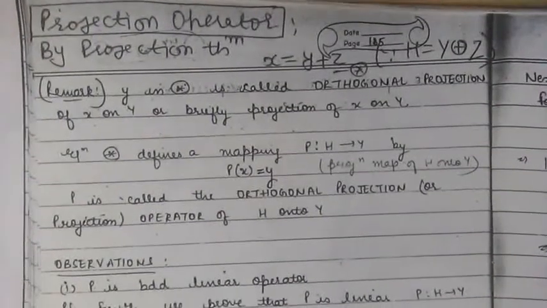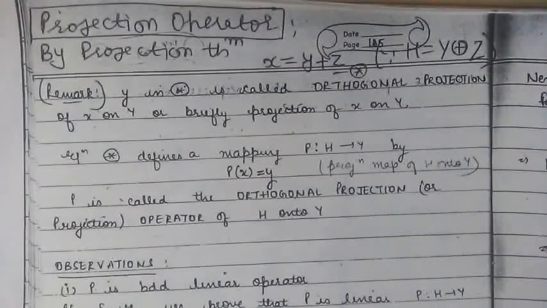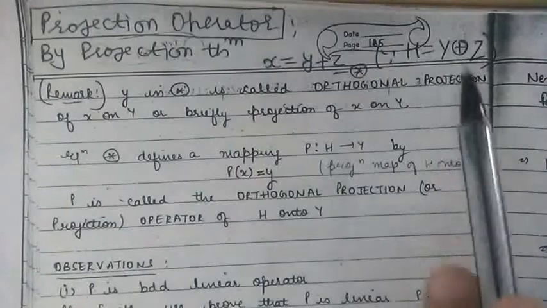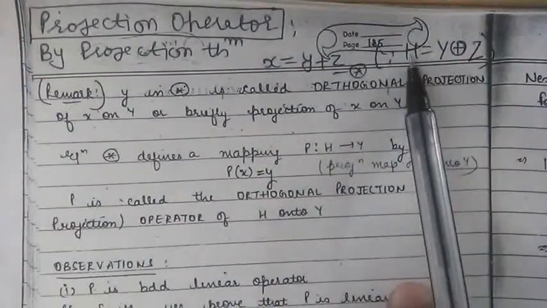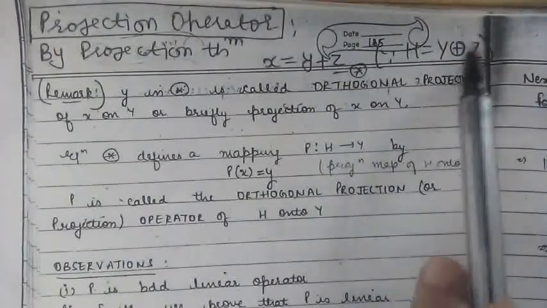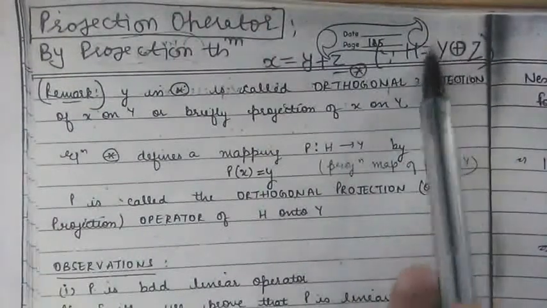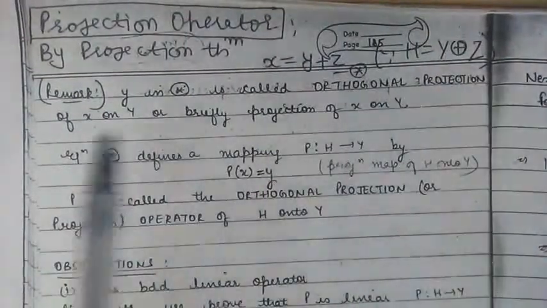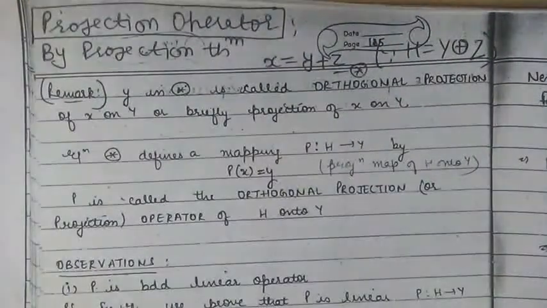Good morning, students. Yesterday we discussed the projection theorem, in which we have a Hilbert space H and Y is a closed subspace of H. Then H can be written as the direct sum of Y and Z, where Z is the orthogonal complement of the subspace Y. And today we will discuss the projection operator and some of its properties.